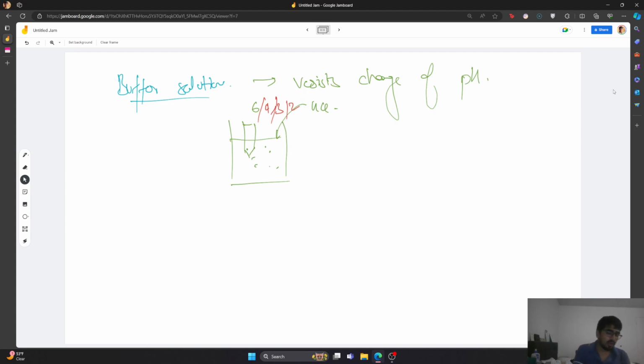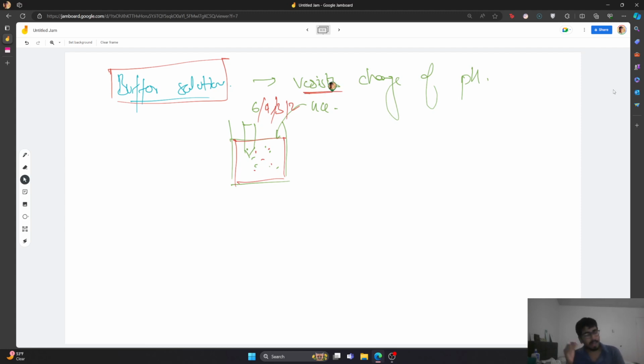So the idea is we want to have a buffer solution here, replacing this with something which resists change of pH. Instead of 6 drops, maybe you need to add 10, 20 drops, and only then do you see a corresponding change. So make sure you understand that the change will still happen, but it will happen very late. So you want to resist this change.